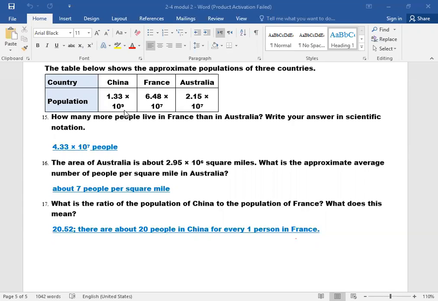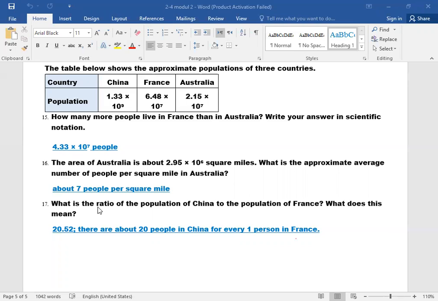It was 9, which means we want to make this one 10 to the power of 7 and 10 to the power of 7. Could you please tell me the number? We will move the decimal point 2 digits to the right. So it will be 133 divided by 6.48. The answer will be 20.52. There are about 20 people in China for every 1 person in France.